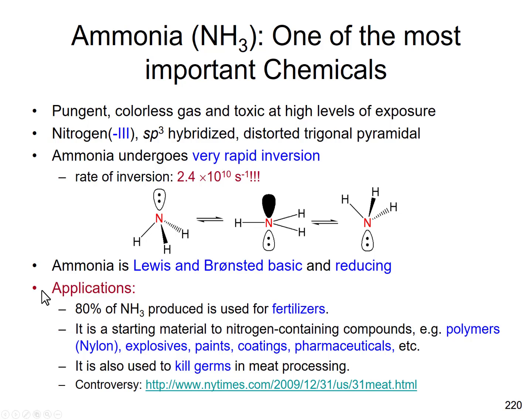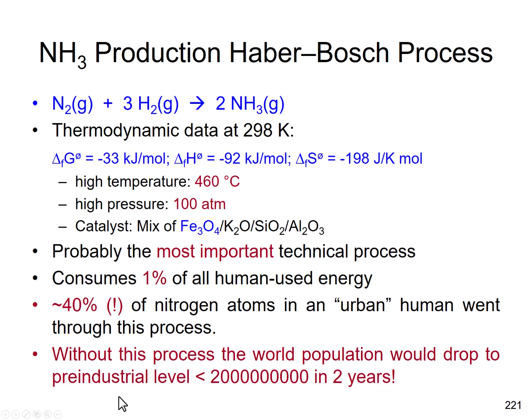The applications of ammonia are manifold. 80% of all ammonia produced is used for fertilizers. It is a starting material for nitrogen-containing compounds, for example polymers like nylon, explosives, paints, coatings, pharmaceuticals, and many, many more. It is also used to kill germs in meat processing, and if you want, you can go to this webpage and read about a controversy with regards to this application.